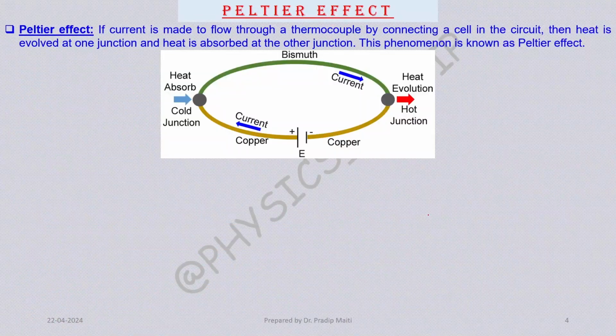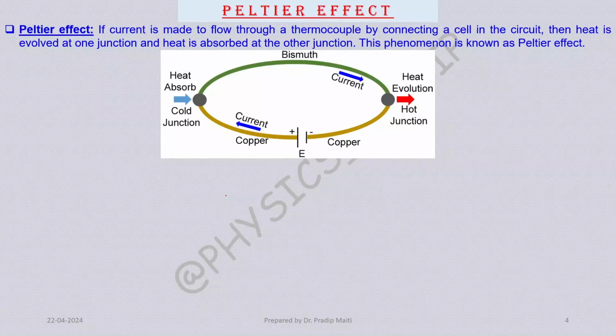Now the Peltier effect. Suppose the two junctions of a thermocouple are initially at the same temperature and electric current is passed through the circuit by using an external battery. It is observed that heat is produced at one junction and is absorbed at the other junction. Thus one junction is warmed up and the other junction is cooled down due to the current through the junction. So if current is made to flow through a thermocouple by connecting a cell in the circuit, then heat is evolved at one junction and heat is absorbed at the other junction.